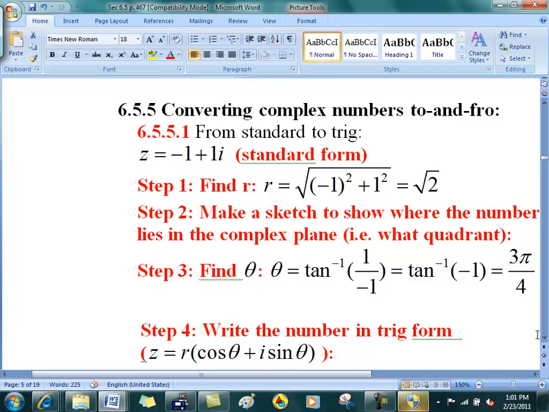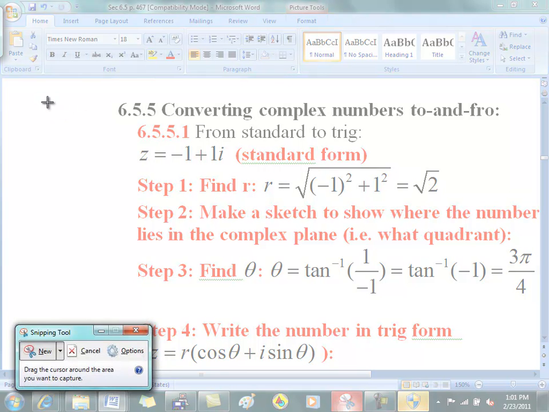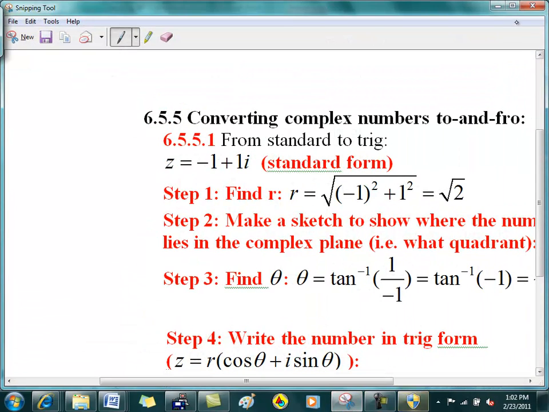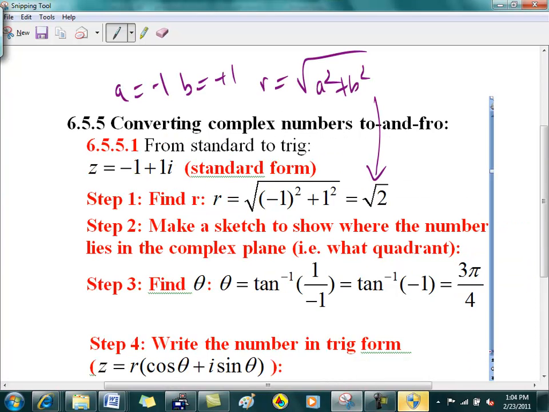Let me snip this, and then I'll give you time to copy it. In the meantime, I'll pause this so you can. Okay? Everybody with me on that?